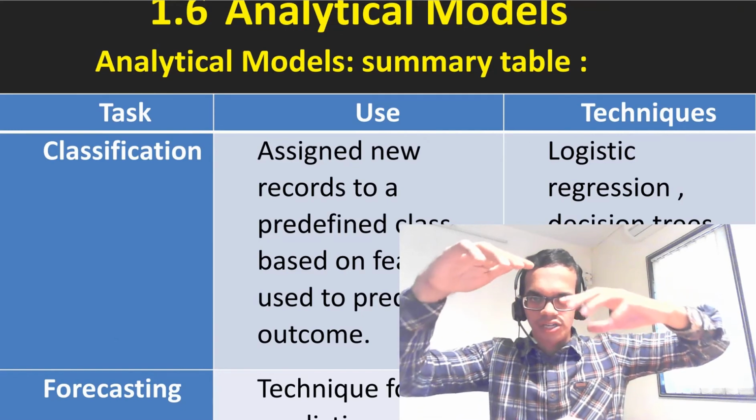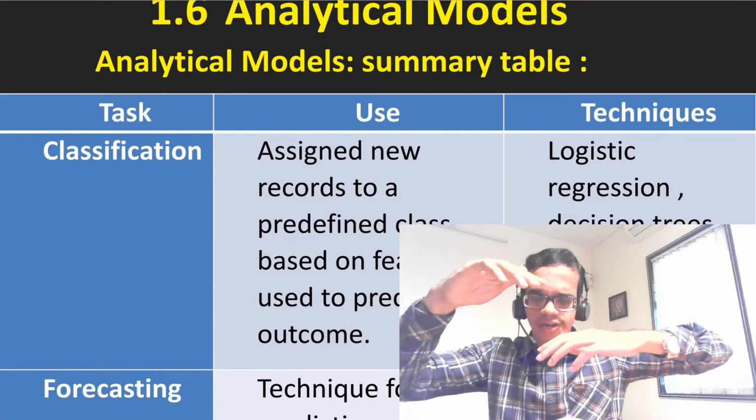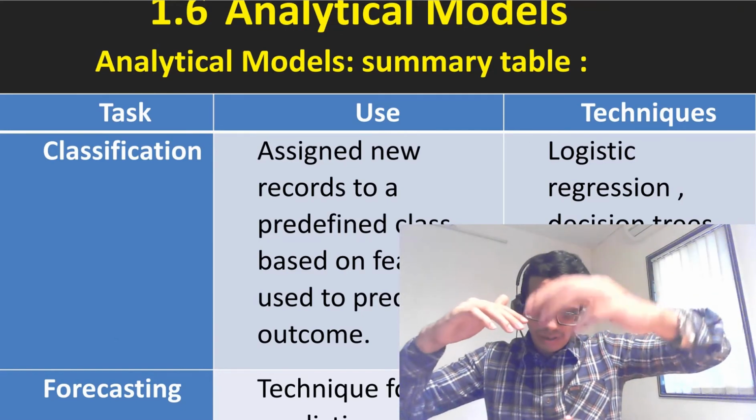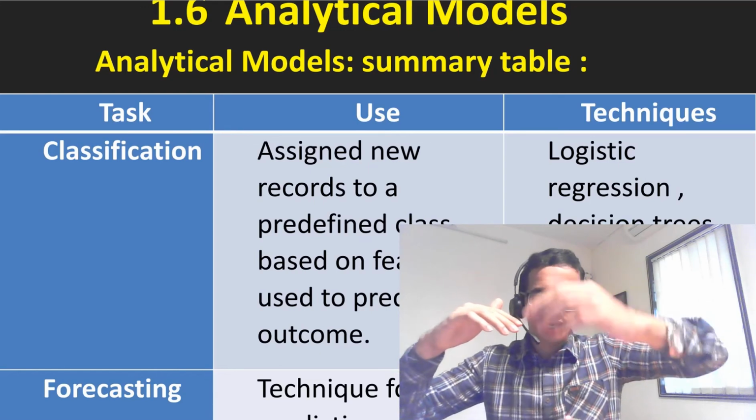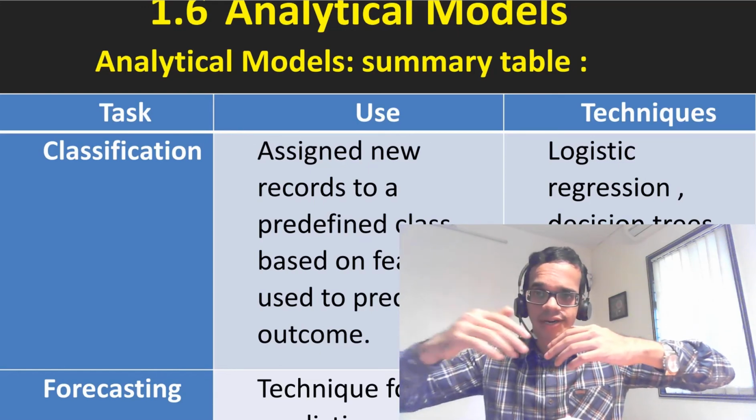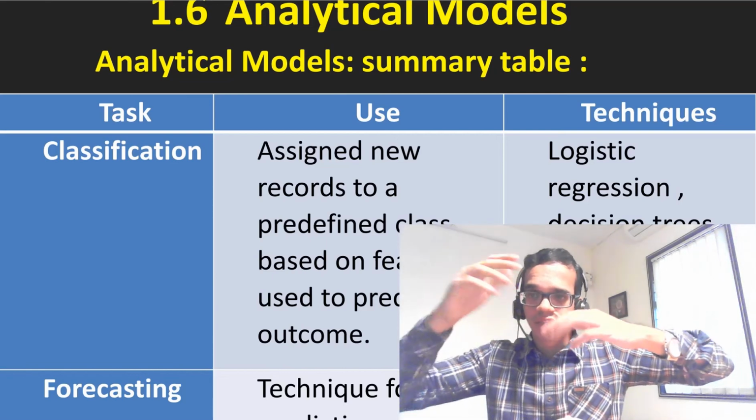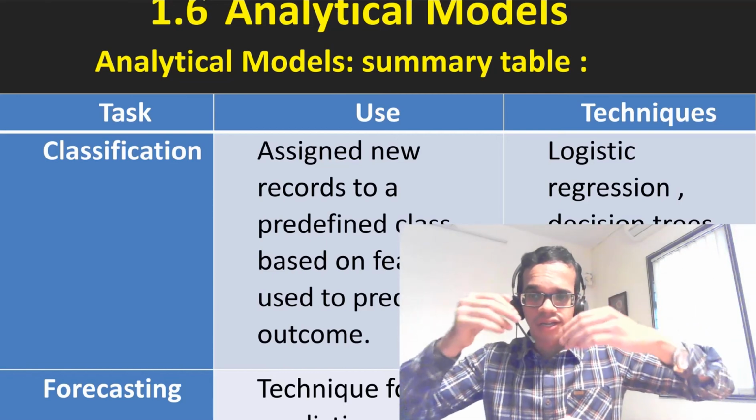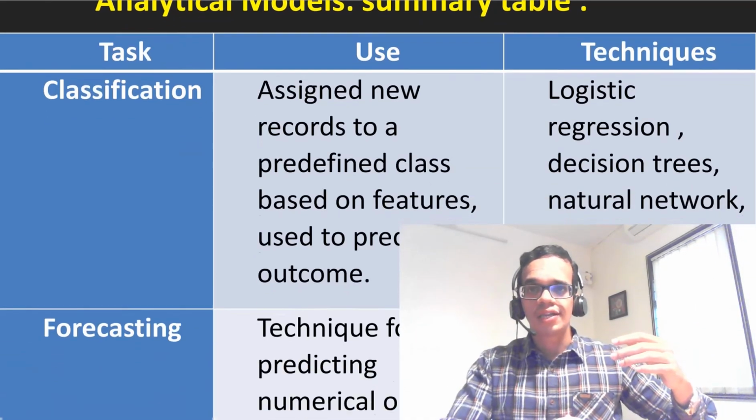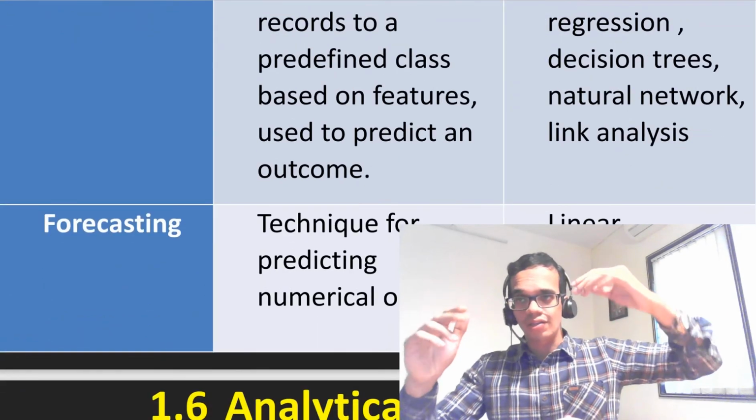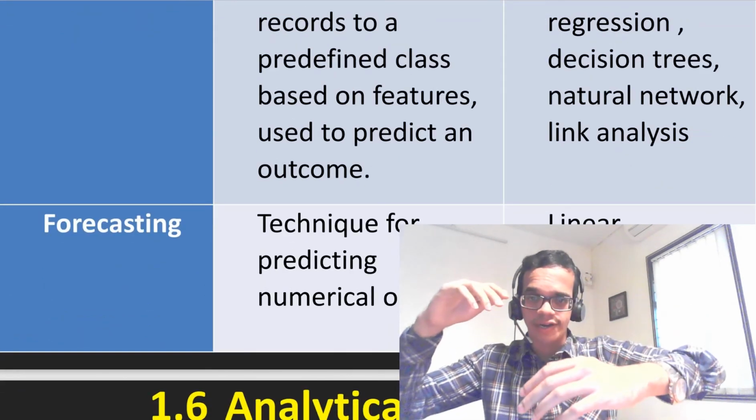What is classification? Assigning new business records to the defined classes and predicting the future, understanding them, predicting the outcomes. What are the techniques? Logistic regression, decision trees, neural networks, and link analysis for forecasting. It is also used to understand what the things are. For predicting a numerical value, the technique is used.